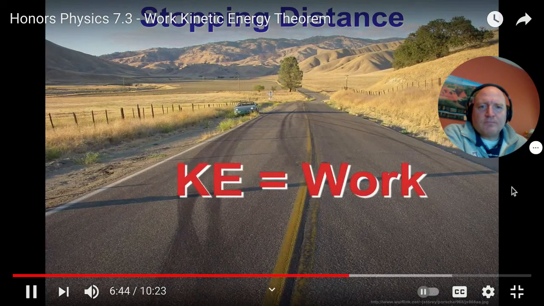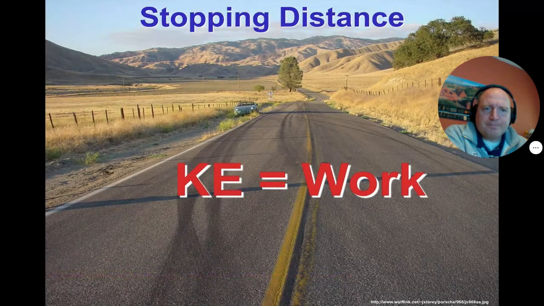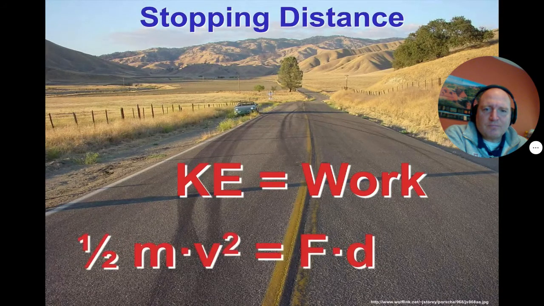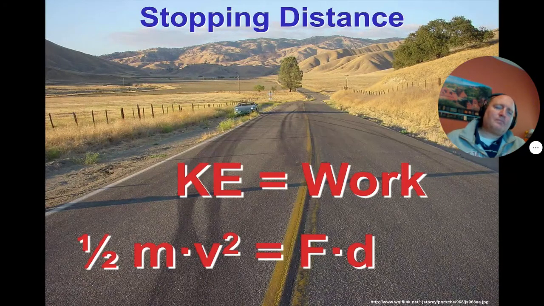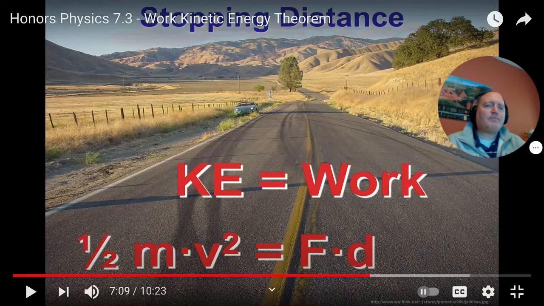So a car is going to have a certain amount of kinetic energy, but then when it stops, obviously it has 0 kinetic energy. So the kinetic energy that the car had before the brakes were applied is going to be equal to the work done by the brakes. So we can set 1/2 mv squared, the v being the starting speed of the car, equal to force of the brakes times the distance it takes for that car to come to a stop.